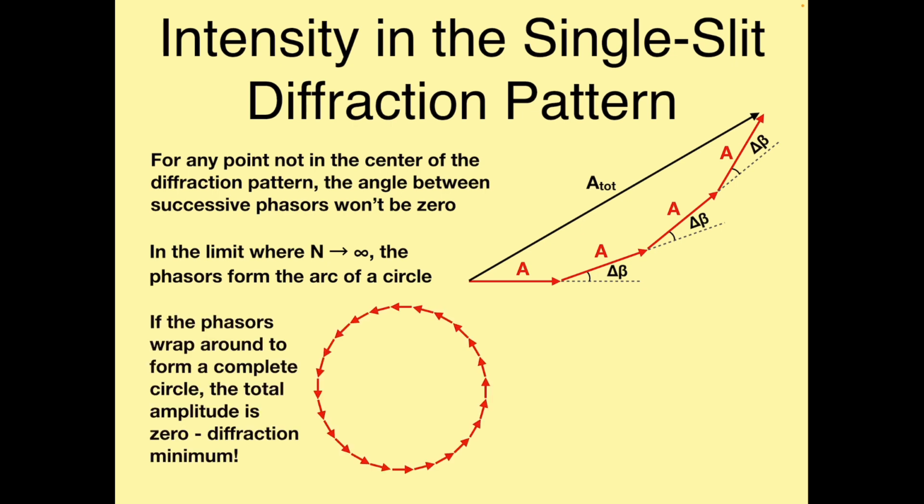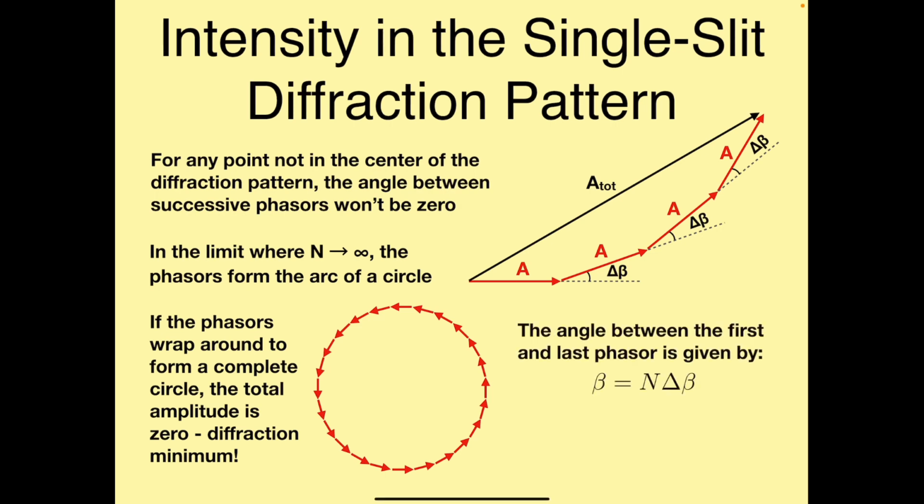Another thing to note is that since we have an arc of a circle in our phasor diagram, we can actually have the phasors form a complete circle. They can actually wrap all the way around back to the start. And if that's the case, then the total amplitude is going to be 0. Okay, so in the case where the phasors wrap around to form a complete circle, the total amplitude is 0, in which case we have a diffraction minimum. That's where we see the dark spots with 0 intensity. Okay, so how can we quantify that idea?